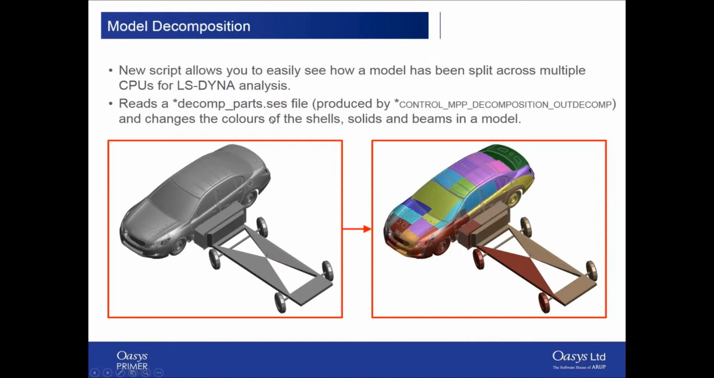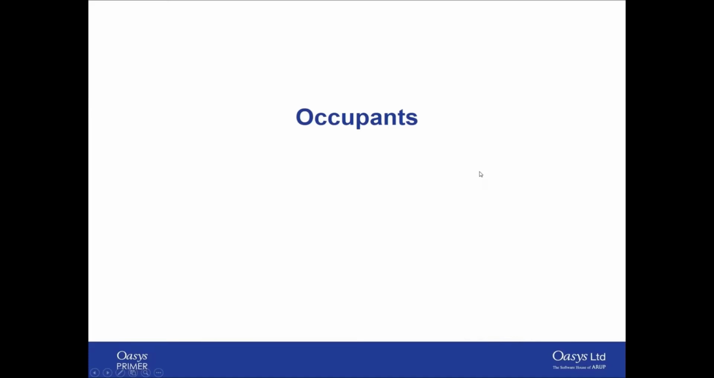So if you have the Control MPP Decomposition Decomp Out control card on, when you run that model in LS-DYNA, it will produce a decompparts.ses file, which is an animator session file. Primer can now read this and then display the elements as different colors, showing how they're being decomposed in your model. So moving on to occupants now.